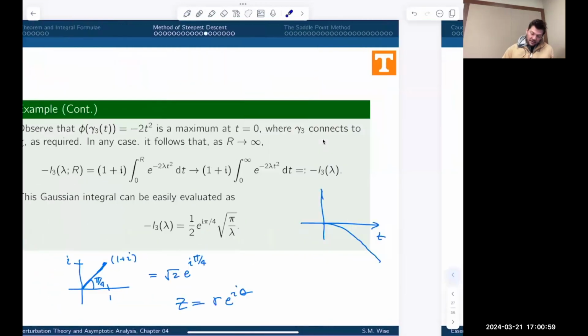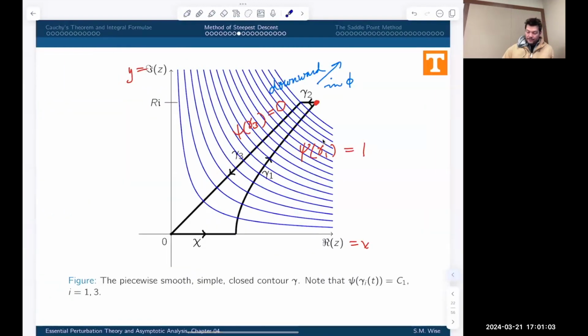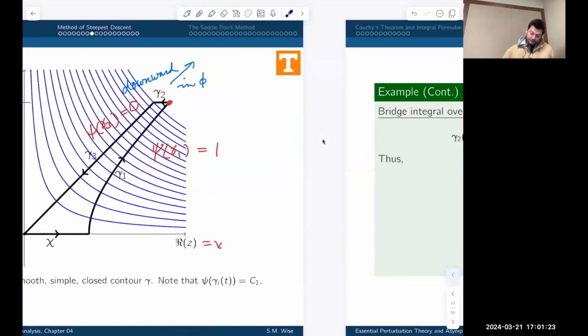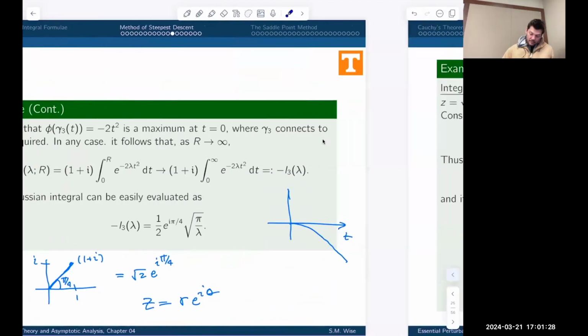And again, this goes all the way back to the picture that we had. This is the steepest descent path for phi. In other words, this level curve for psi is the steepest descent path for phi. And phi is getting more and more, it's going downhill, going this way. It turns out more and more negative.